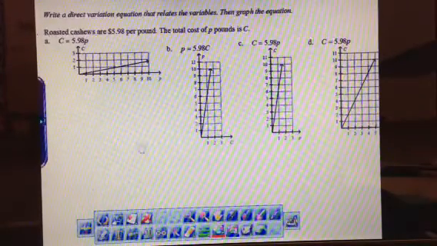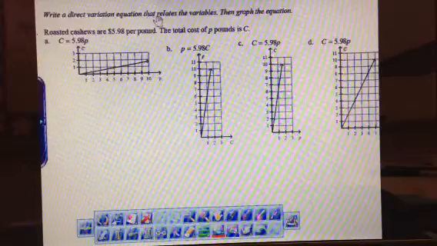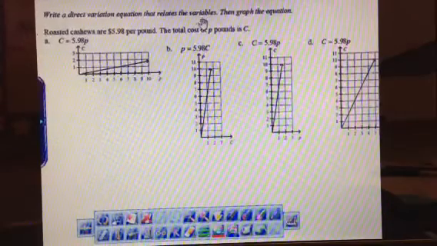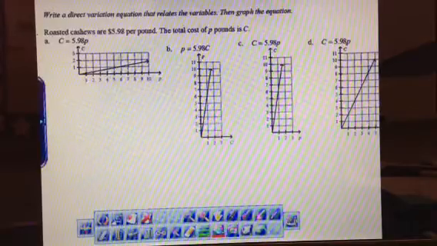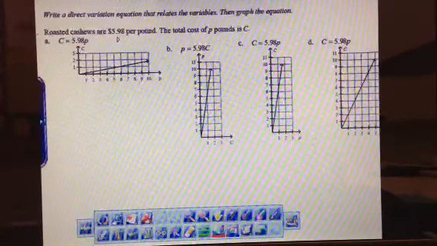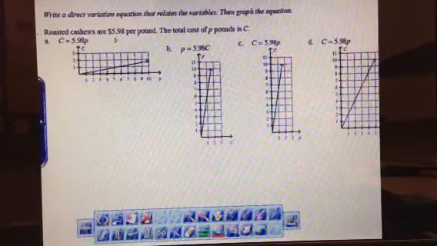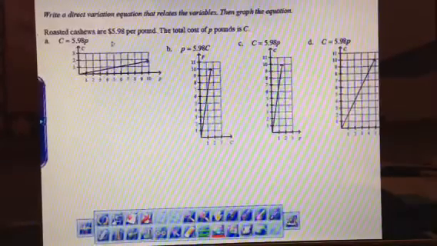For this problem, we want to write a direct variation equation that relates the variables, and then we're going to graph that equation. It says roasted cashews are $5.98 per pound. The total cost of P pounds is C.